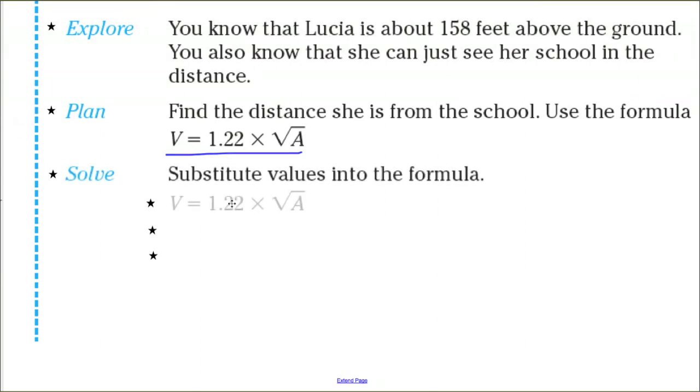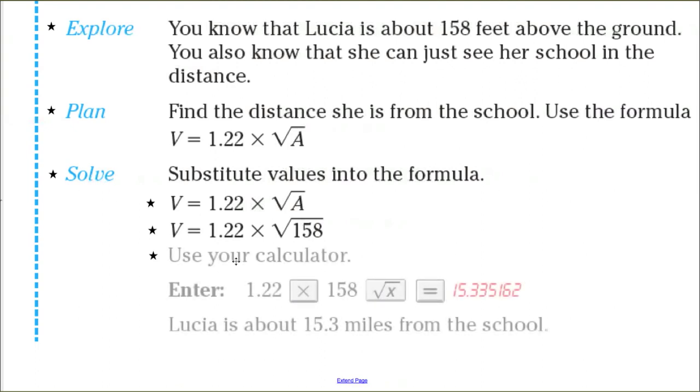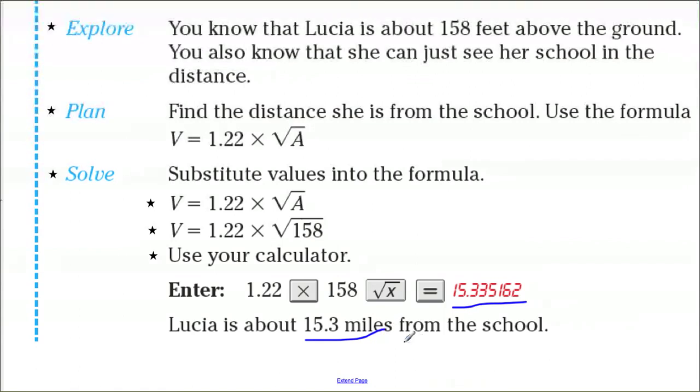Substitute values into the formula. You end up with V equals 1.22 times radical A, or 1.22 times radical 158. Use our calculator. We end up with this value, 15.335162. So Lucia is around 15.3 miles from the school. And this is a perfect example of how you use square roots in real life.